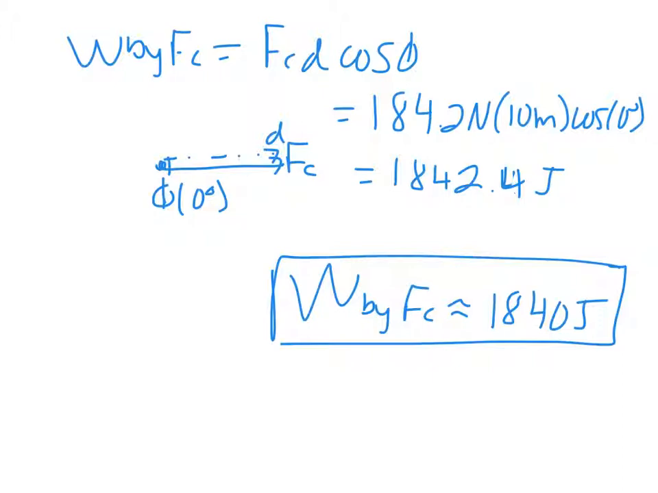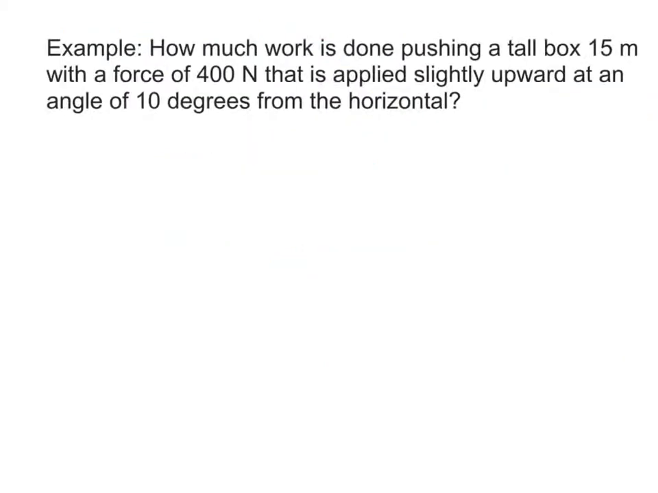I'll do one more example where the angle is not 0 or 180, and then we'll get into what it looks like with energy. Okay, so now the second example asks how much work is done pushing a tall box 15 meters with a force of 400 newtons that is applied slightly upward at an angle of 10 degrees from the horizontal. So for this diagram, we have a tall box. It's being pushed upwards at an angle and it's moving.